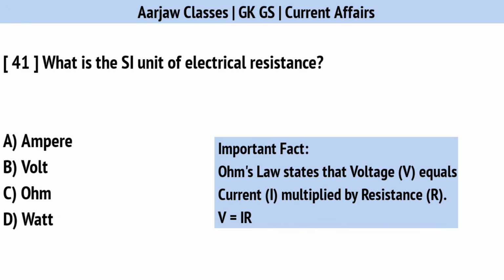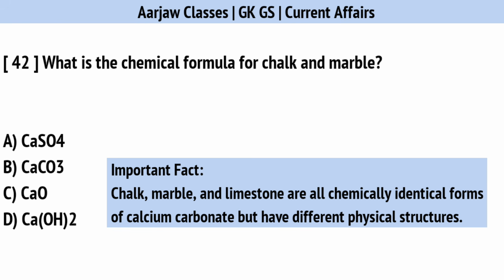What is the SI unit of electrical resistance? Correct option is C, ohm. What is the chemical formula for chalk and marble? Correct option is B, CaCO3.